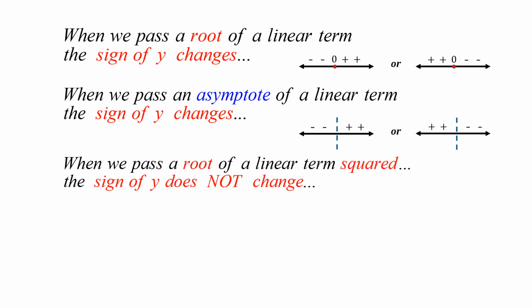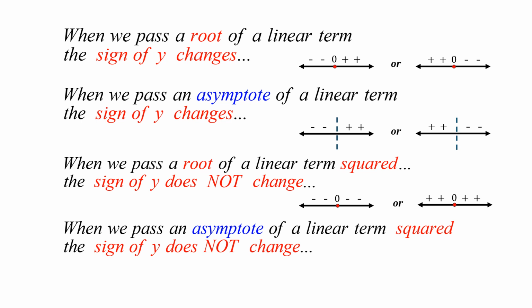However, when we pass the root of a linear term squared, the sign of y does not change. If it was negative, it stays negative. If it was positive, it stays positive. Also, when we pass the asymptote of a linear term squared, the sign of y does not change. Negative stays negative when we pick up our pencil and move across the asymptote, or positive to positive again.